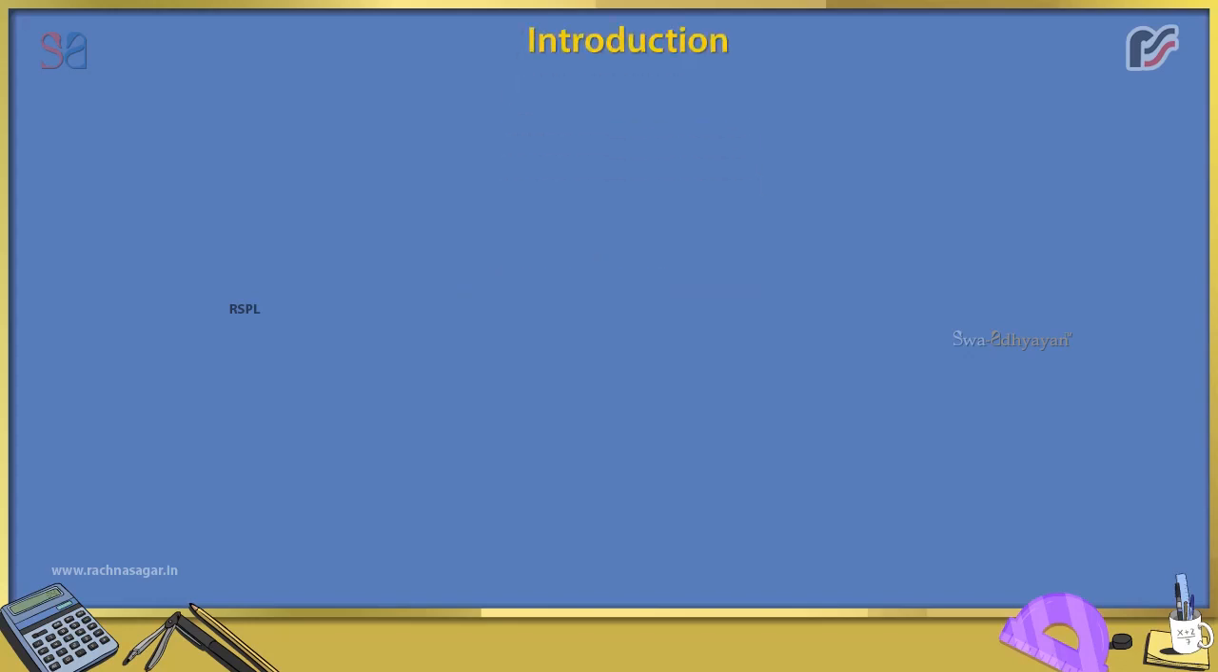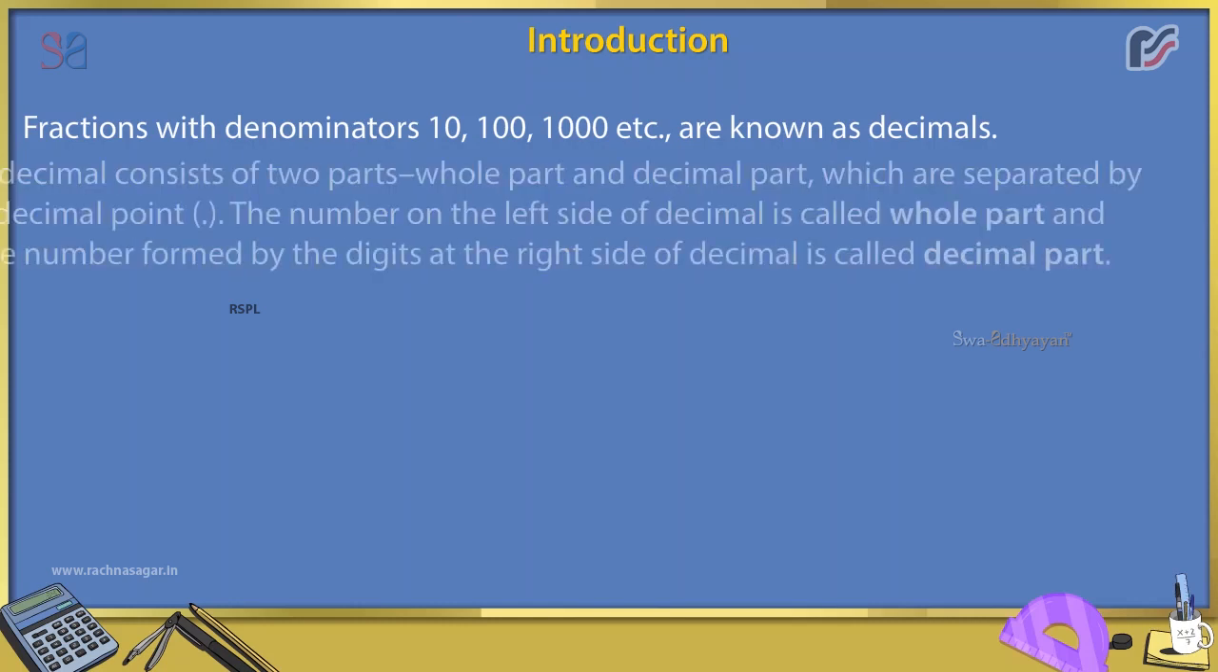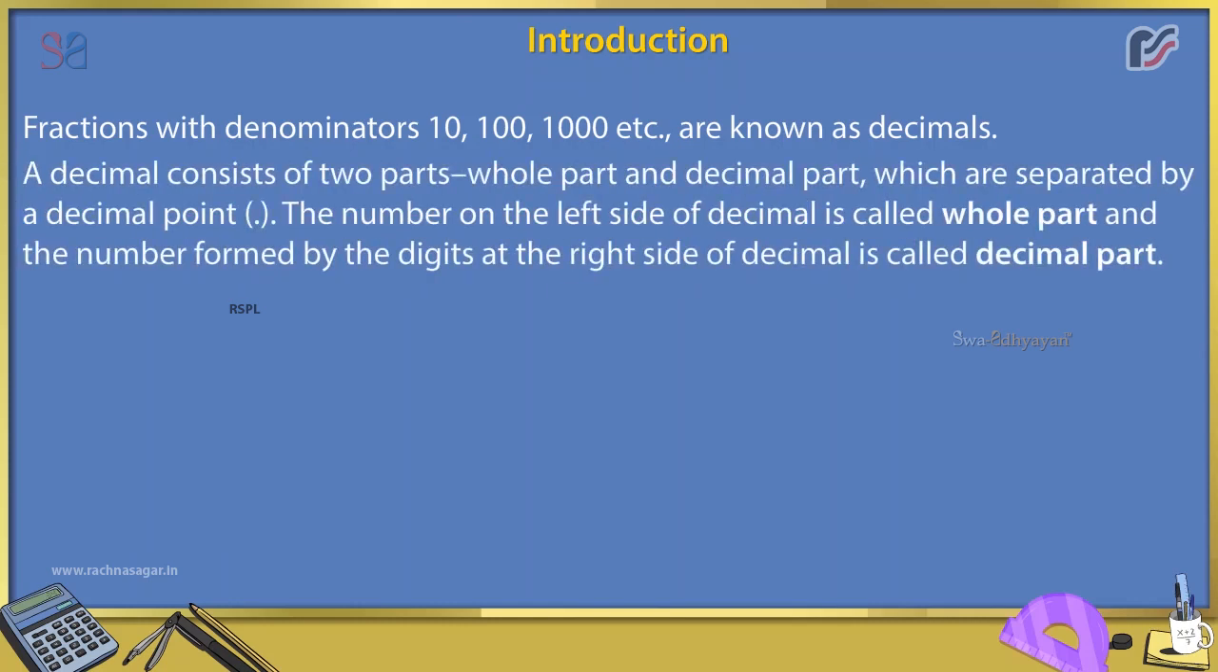Introduction. Fractions with denominators 10, 100, 1000, etc. are known as decimals. A decimal consists of two parts, whole part and decimal part, which are separated by a decimal point. The number on the left side of decimal is called whole part, and the number formed by the digits at the right side of decimal is called decimal part.